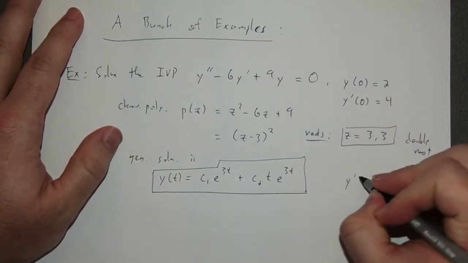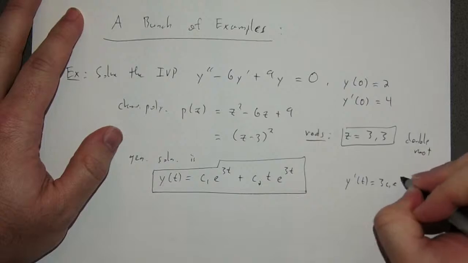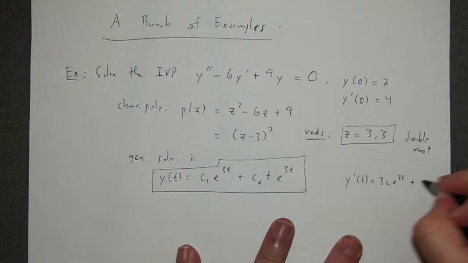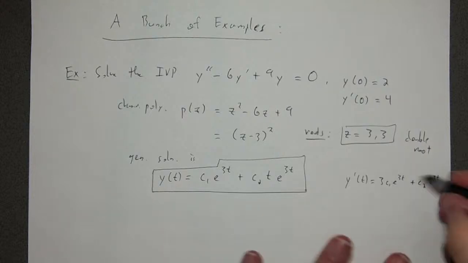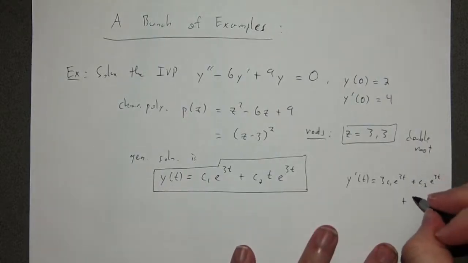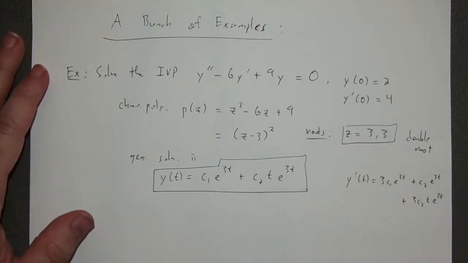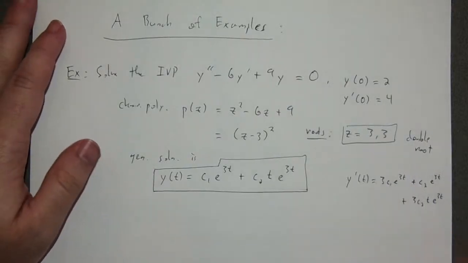Okay, so let's quickly compute y prime here. So what is y prime of t? This is 3c1 e to the 3t plus c2 e to the 3t plus 3c2 t e to the 3t. So that's y prime of t, right? I have to use the product rule on this term. Okay, and so let's impose these initial conditions.